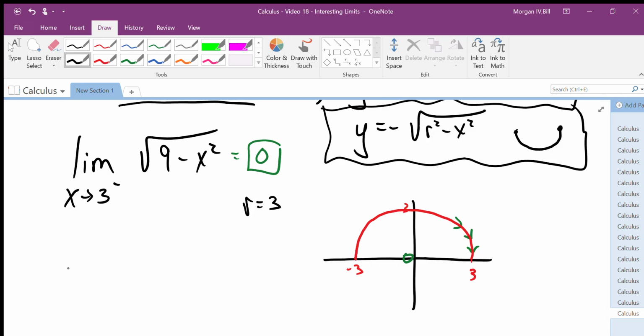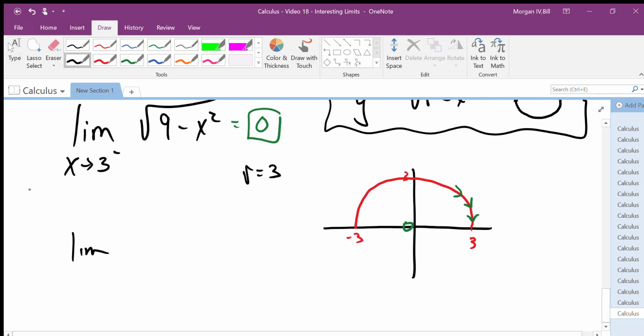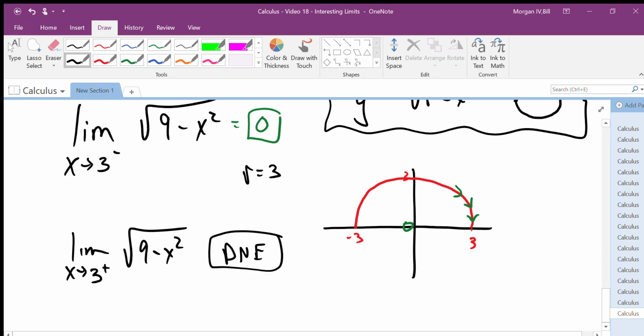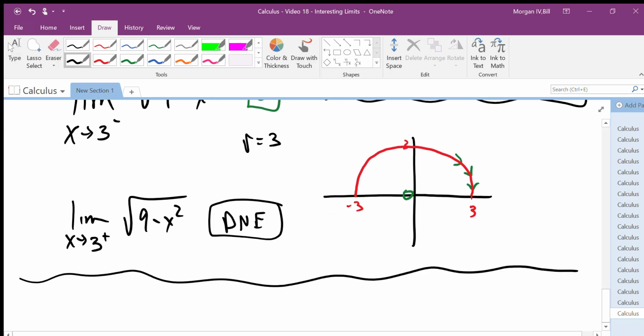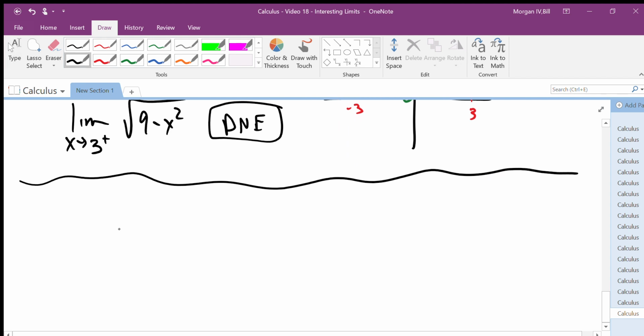Okay, this same problem, the limit as x approaches 3 from the right of my semicircle would be undefined, or does not exist. I think I've been using does not exist for those. I'm okay with either one. Because there is no curve over here on the right-hand side. Next interesting function, the greatest integer function.